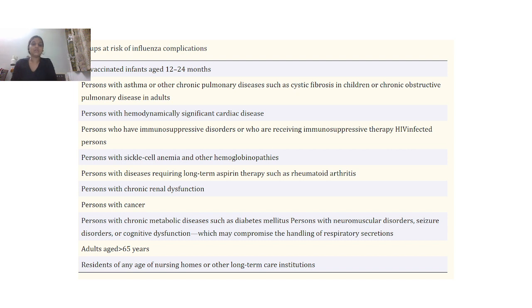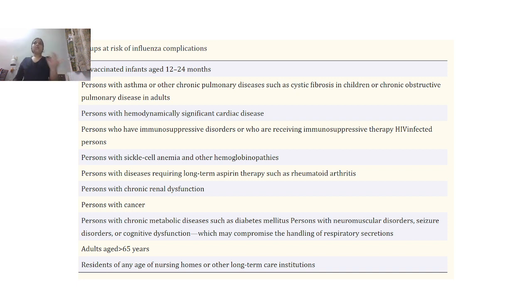Then people who are residents of any kind of age of nursing homes or any other long-term care institution. So these are the more vulnerable people who have a higher risk of developing influenza-like complications.